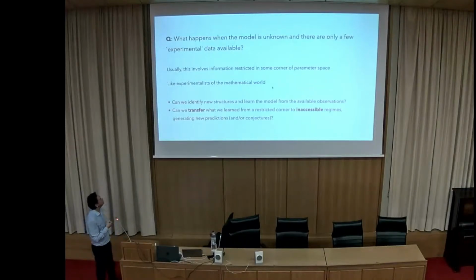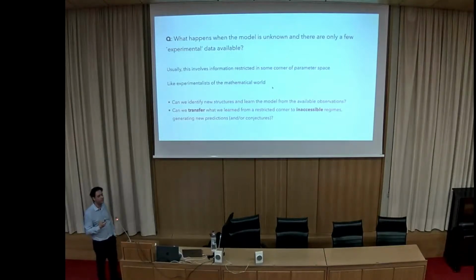So usually this involves information restricted in some corner of parameter space. So we could think of ourselves as experimentalists of the mathematical world, and we can ask, can we identify new structures and learn the model from the available observations? Can we transfer what we learned from a restricted corner to the hardly accessible regimes, generating new predictions and or conjectures? So this is point 2 of part 2 of the talk.